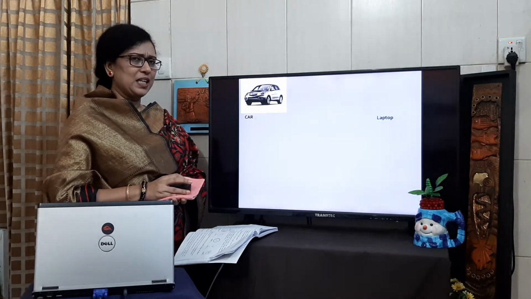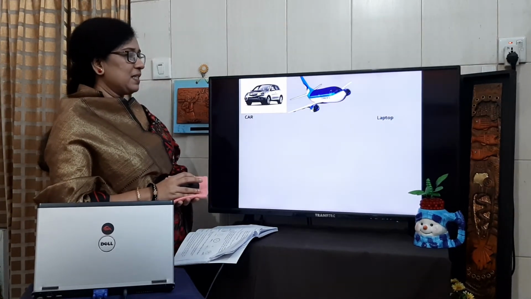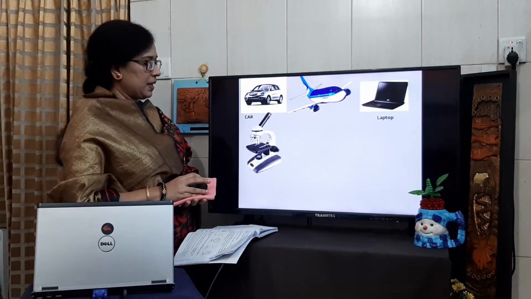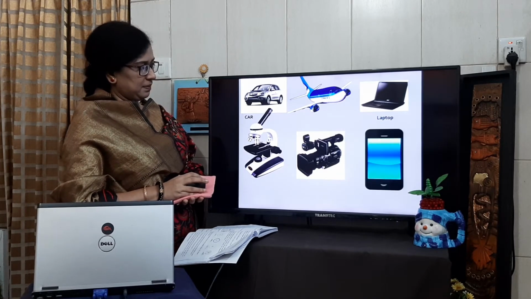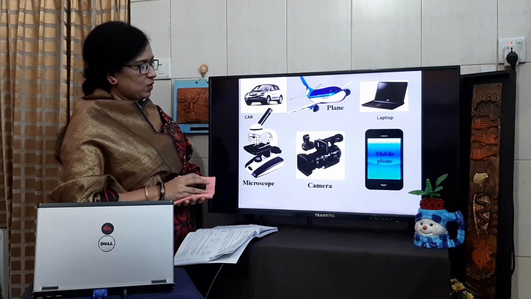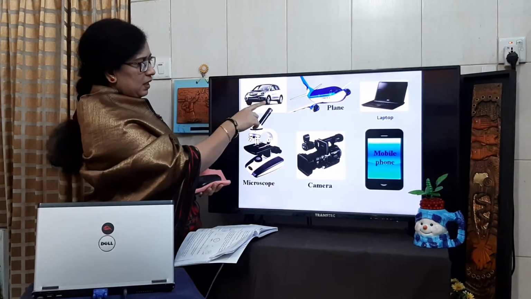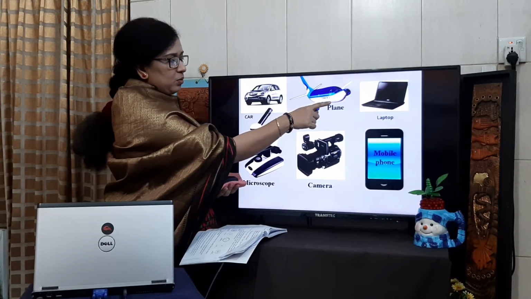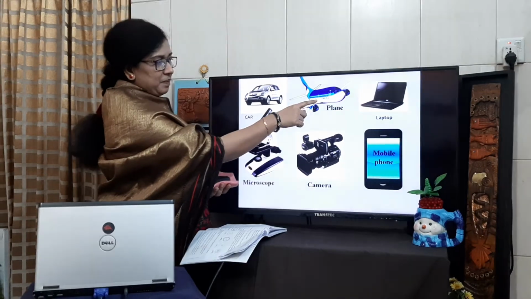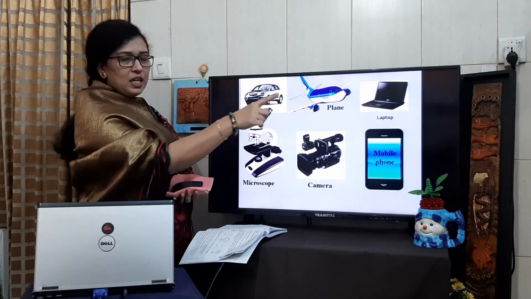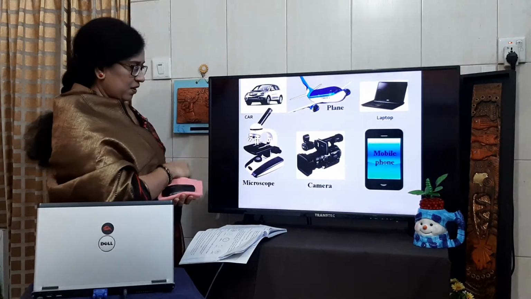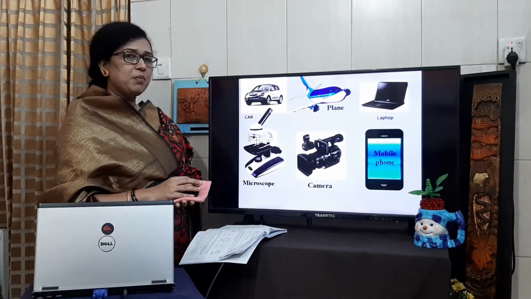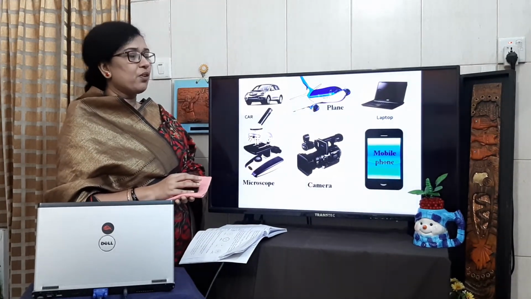Now look at that screen. There are some things and all of them are related with wheels. Clear? Look at these things. The first one is a car. Look at this car and there are the wheels. There is a plane and the wheels are inside the plane. The laptop also has a turbine inside it. Then the microscope, then the camera, and the last one the mobile phone. All of them are using wheels or turbines.